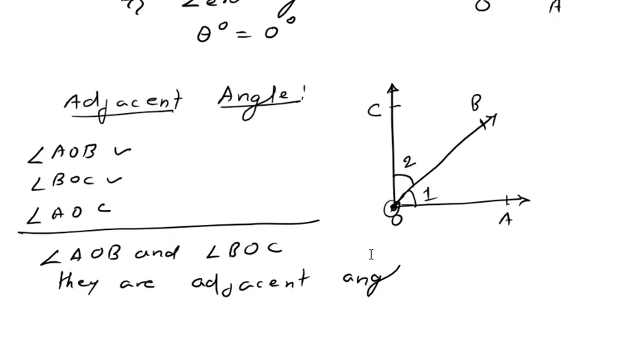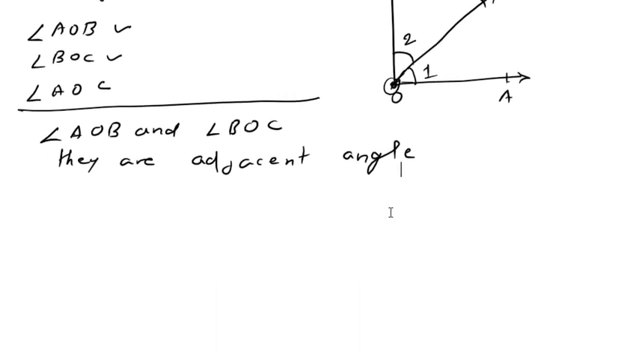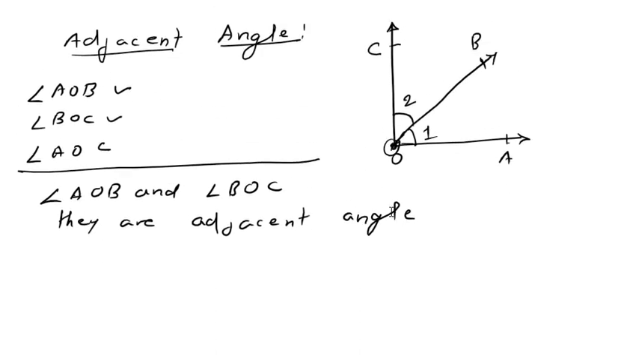Now what about angle AOB and angle AOC? Angle AOB and angle AOC, are they adjacent angles? Yes or no? No, they are not adjacent angles. Why? In angle AOB and angle AOC, if you see, you will find there is a common vertex O. So first condition is satisfied. We have a common ray also, that is AO. So AO arm is common.